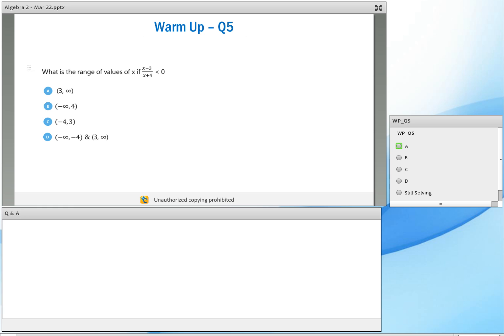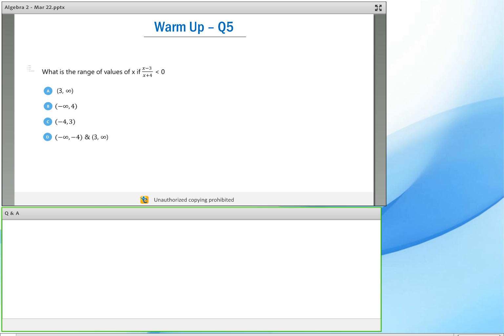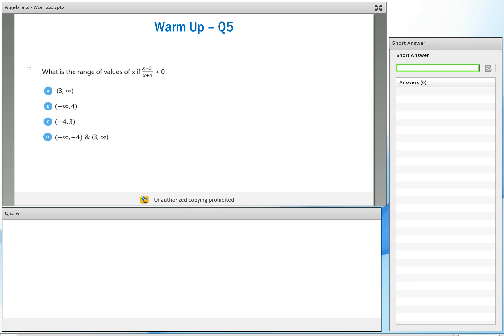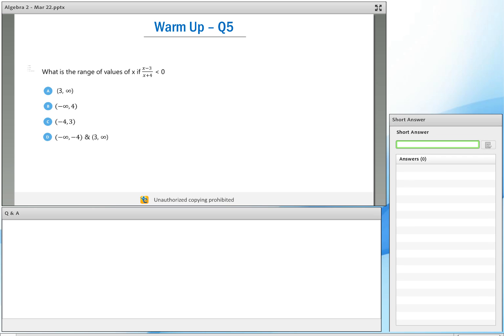All right, guys, get those answers in. 3, 2, and 1. Let me end the poll. Broadcast the results. Choice C is the most popular choice. So let's discuss questions 4 and 5. I'm going to put in the short answer poll over here so that you guys can tell me where you made a mistake.